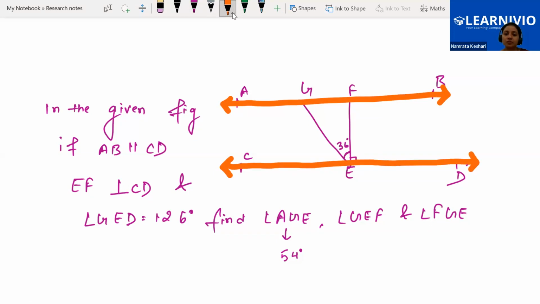And a transversal. We can say G works like a transversal, or maybe FE also works like a transversal. Ma'am, angle AGE is 126. Let's check it. This complete angle is given to us as 126. Can we say this will also be 126? Can we?